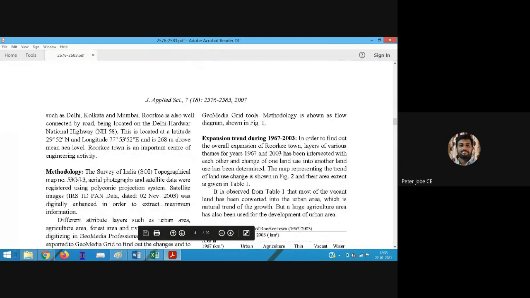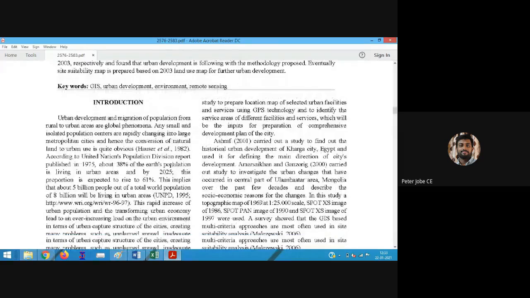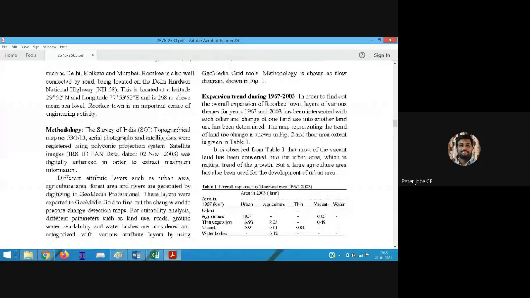So why Roorkee? Why they have selected Roorkee is that you can see they, both these authors are from the Department of Civil Engineering, IIT Roorkee, and so they have chosen the nearest town to their institute. That's why Roorkee was chosen. So depending upon this study, you can choose any town and we can apply the same methodology.